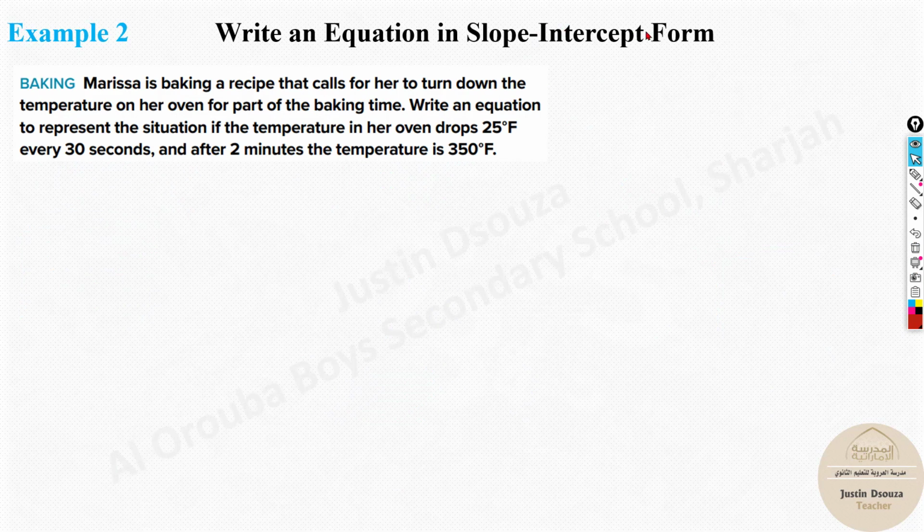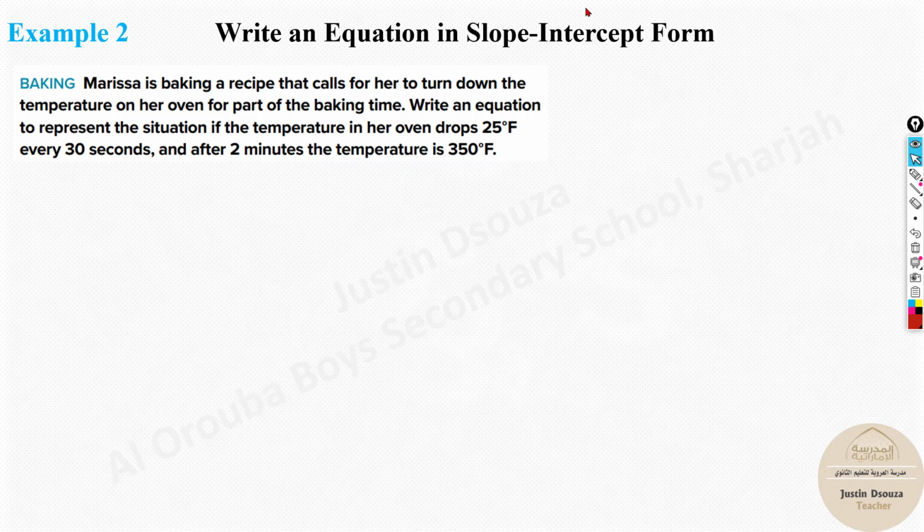Here there is a real world problem. Let's look into this. Marissa is baking a recipe that calls for her to turn down the temperature of her oven for part of the baking time. Write an equation to represent the situation if the temperature in her oven drops 25 degrees Fahrenheit every 60 seconds, and after 2 minutes, the temperature is 350 degrees Fahrenheit.